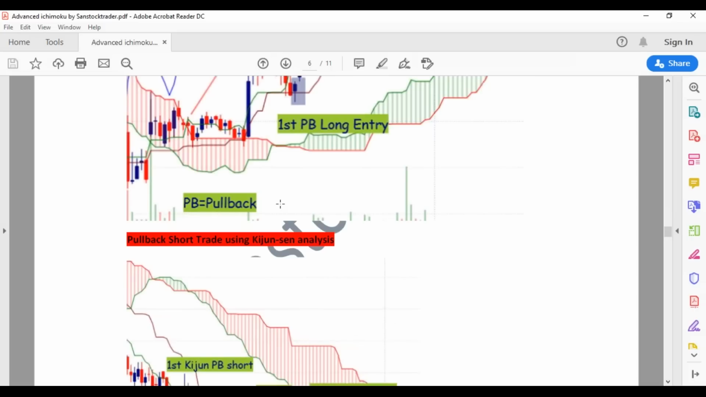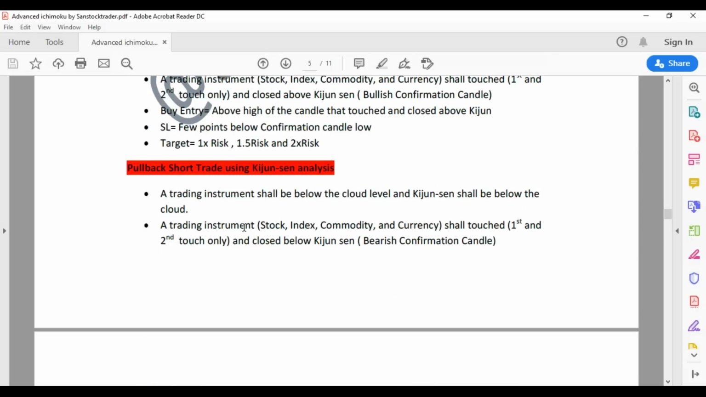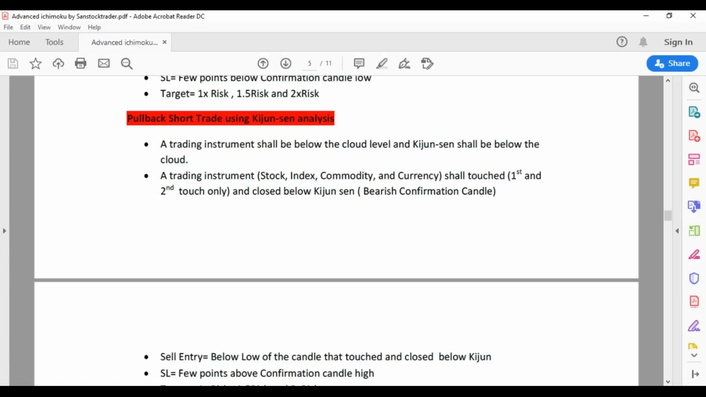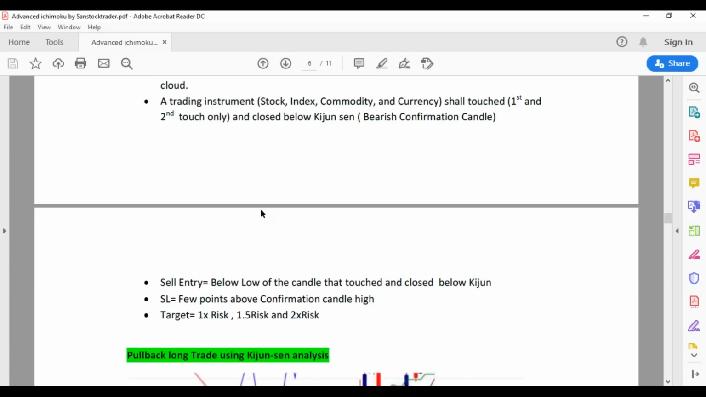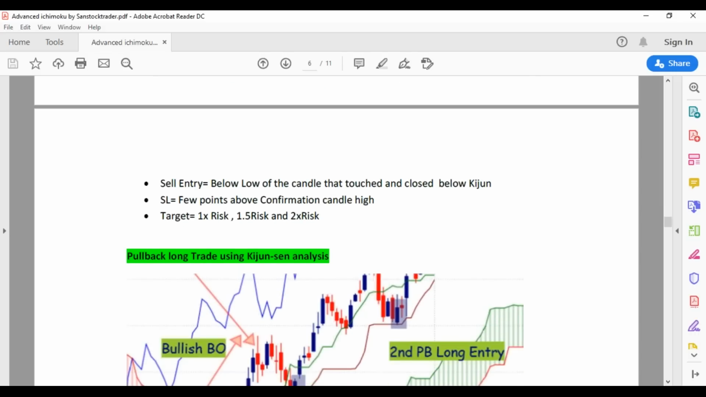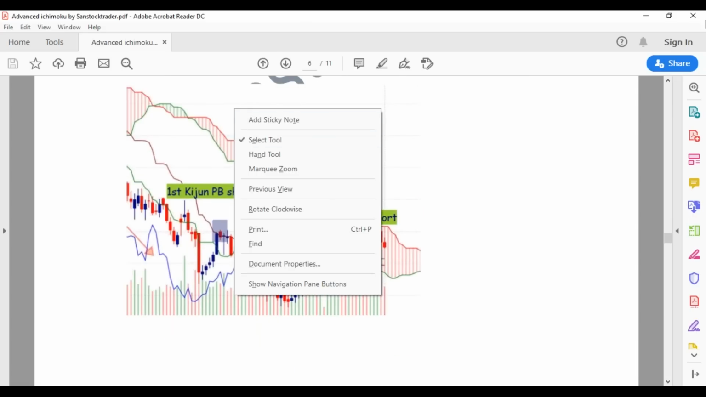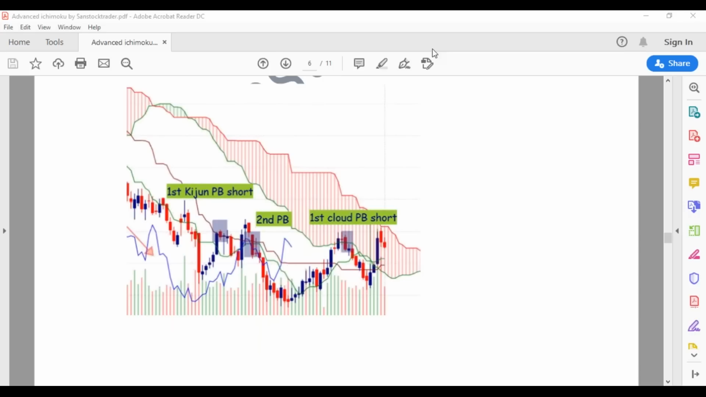The same way for the short, a trading instrument shall be below the cloud and Kijun-sen shall be below the cloud. The trading instrument shall touch and close below the Kijun-sen. Sell entry is below the low of the candle that touches and closes below the Kijun. So let's understand with the chart. Here we can see price broke the cloud, a nice strong downtrend, and here we get a candle that touched the Kijun-sen and closed below it. So below the low of this candle was a short entry.